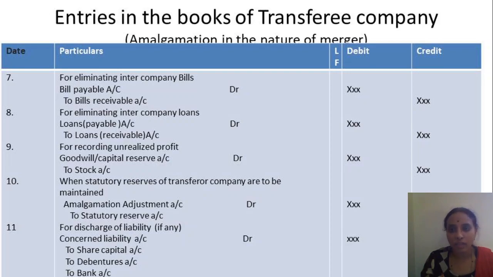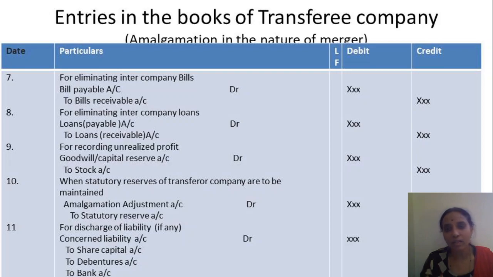Then the last, 11th entry. There are 10 entries in the previous one. This is one extra entry in the books of purchaser. For discharging of liabilities, if the liabilities are discharged by the transferee company, we say the concerned liability account debtor to share capital account, to debentures account, to bank account. That means whatever the liability is paid, the transferee company has paid in the form of capital, in the form of debentures, or in the form of cash or bank. So you close the liability account.